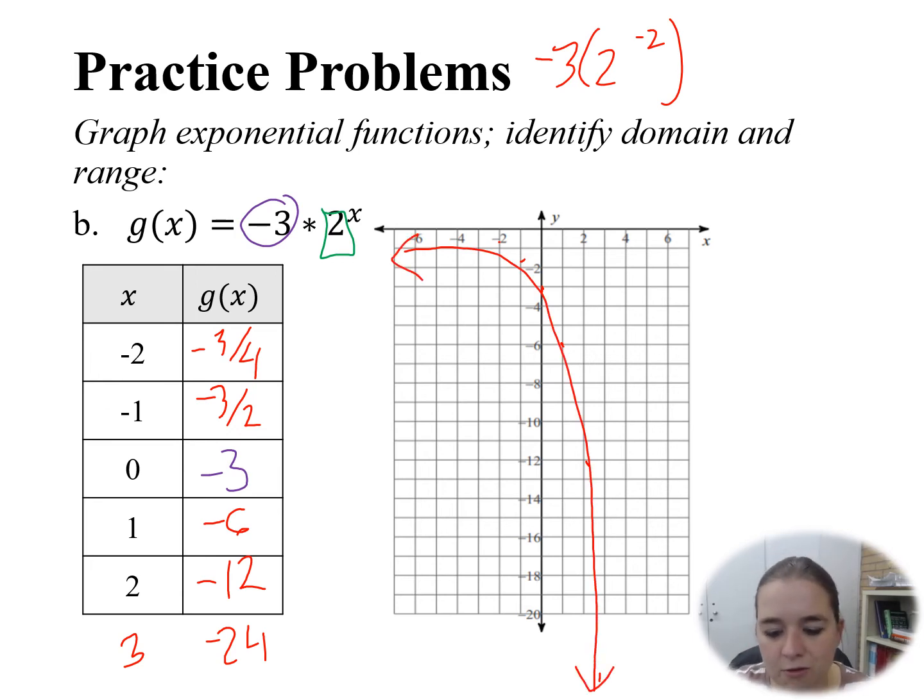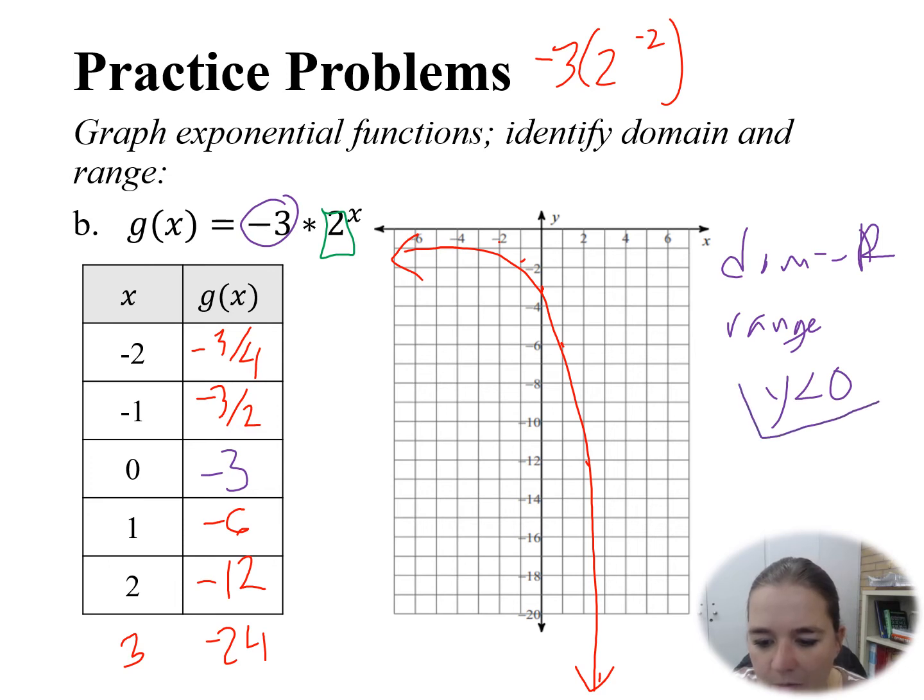If I'm thinking about domain and range, my domain, again, is going to be all real numbers for x. But my range this time, my y values will always be negative. So y is less than 0. But I want to think about comparing those two functions when I had 3 times 2 to the power of x, and now that I have -3 times 2 to the power of x.